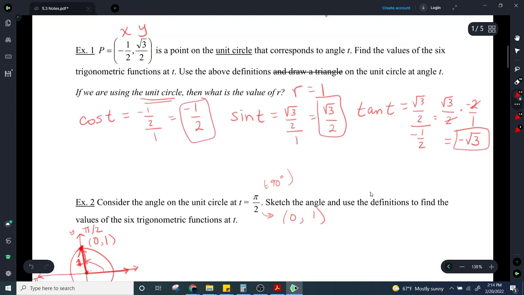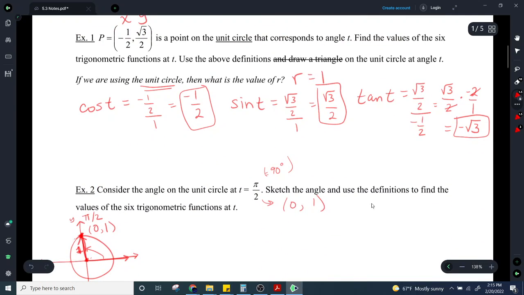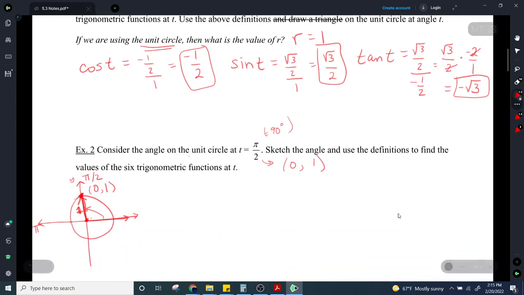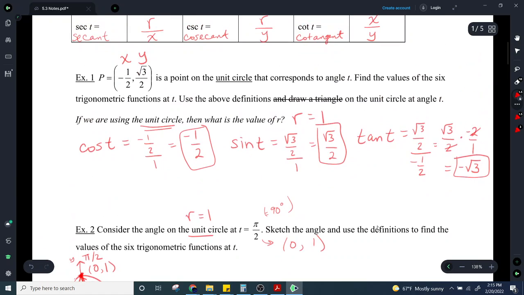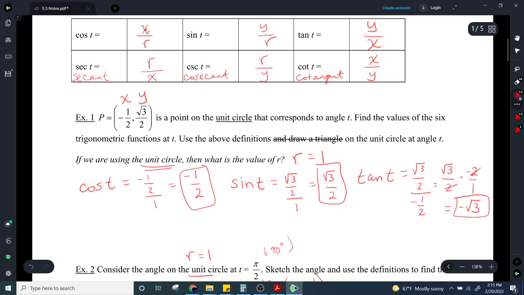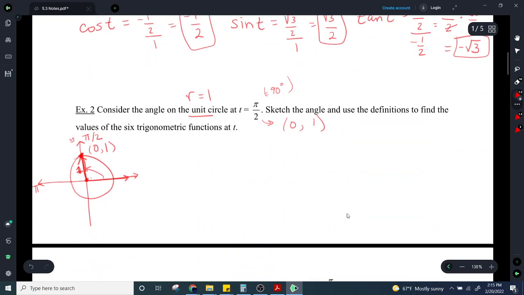So let's go back up to our chart here. And by the way, because we're using a unit circle, the radius is 1, right? Remember that, the radius is 1. So according to the chart, cosine is going to be x over r. So let's write that down. So cosine of that angle is, and actually, they said t is pi over 2. So I'm going to use the pi over 2. So cosine of pi over 2 is equal to x over r, which is x, which is 0, over r, which was 1, which just gives me a cosine value of 0.